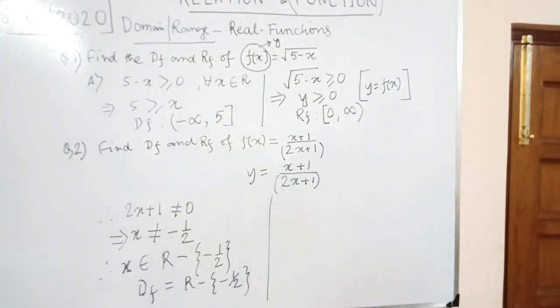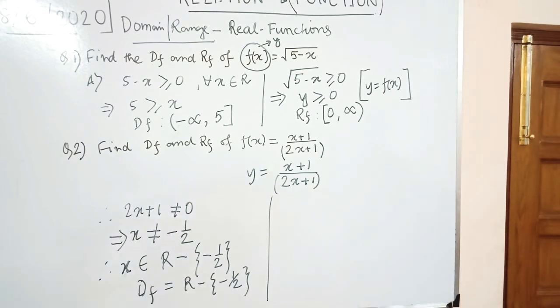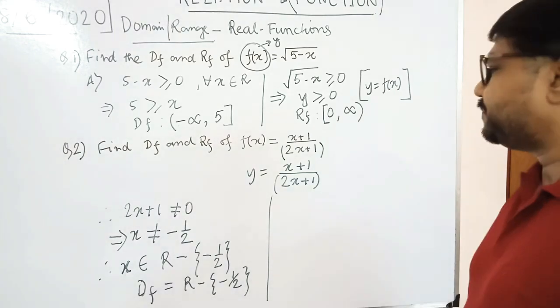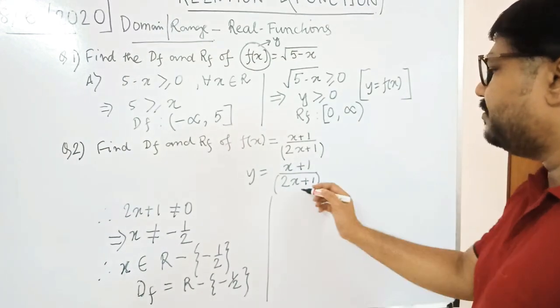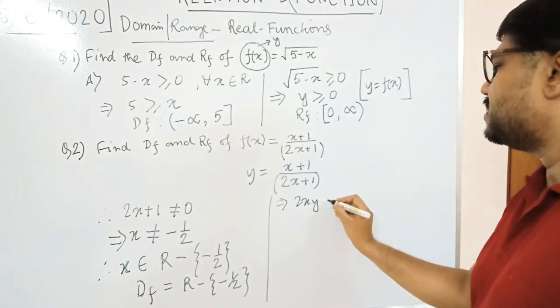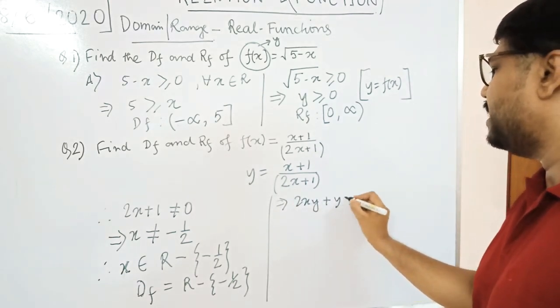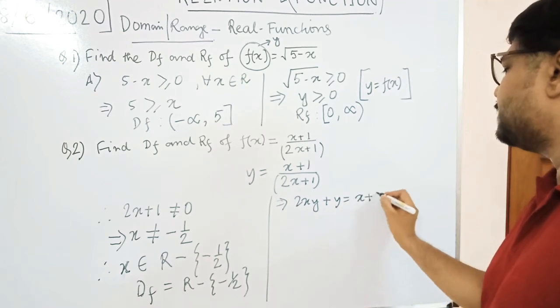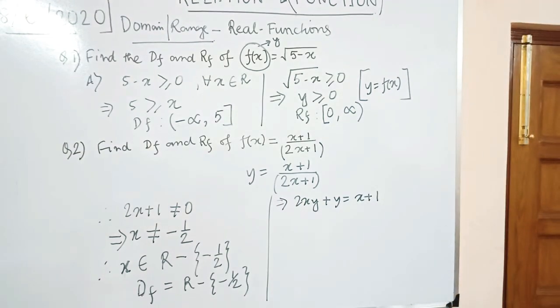Now let us come to the y values. That means we try to find out the Rf of it. For Rf, we will cross multiply this and write 2xy plus y equals x plus 1. We will try to write x in terms of y.